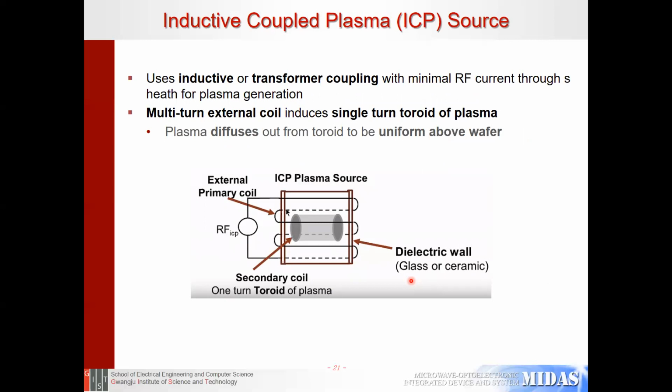So here we will discuss the inductively coupled plasma. In this case, we have a vacuum chamber with either a ceramic or a glass wall, and we have the RF current going to a coil on the outside of the plasma. What this does is it induces a toroid of plasma. We can say that there are 3 to 5 turns on the outside of the plasma, and we have only 1 turn toroid in the center of our plasma. Another name for this configuration is transformer coupling.